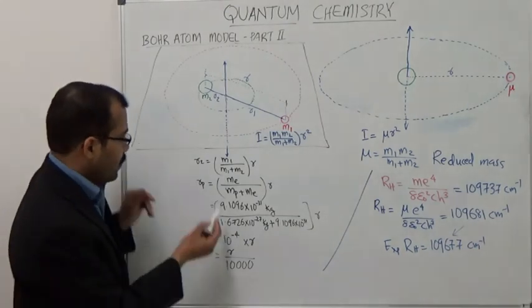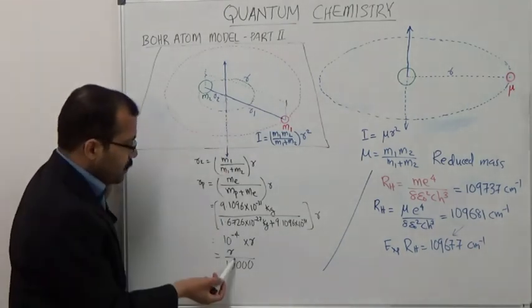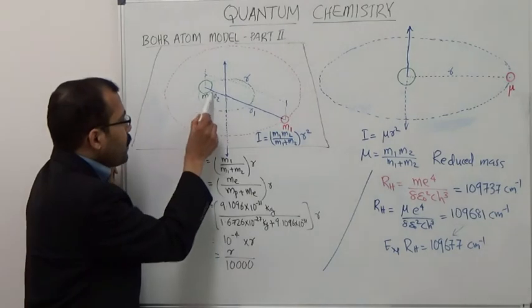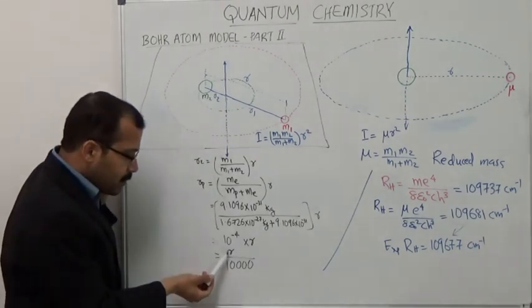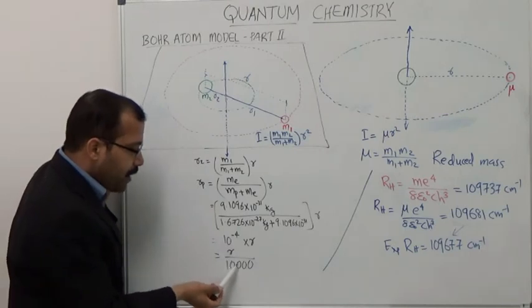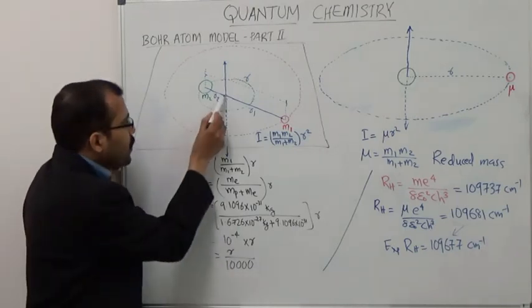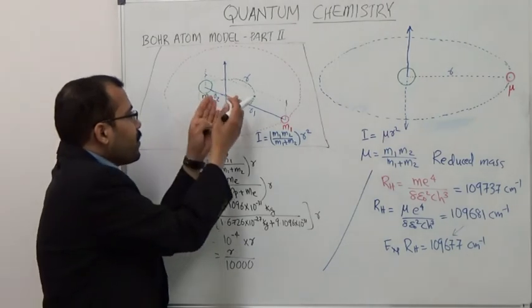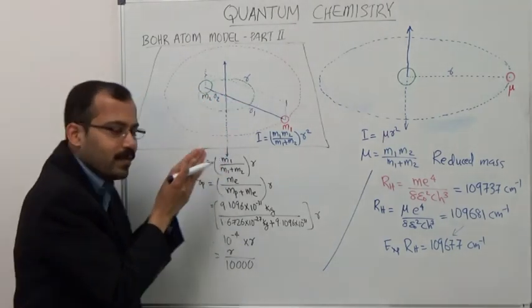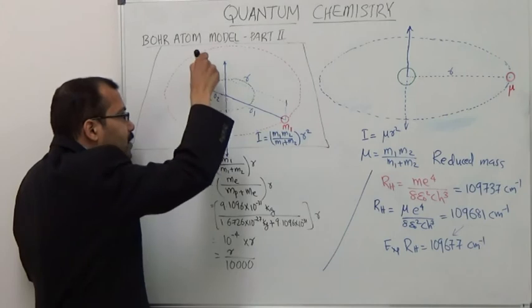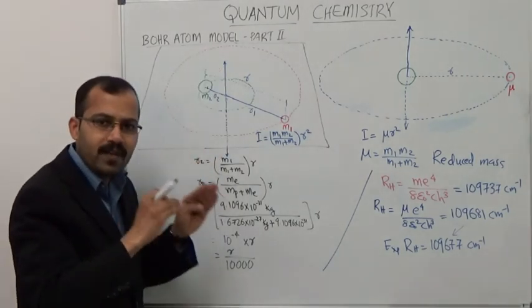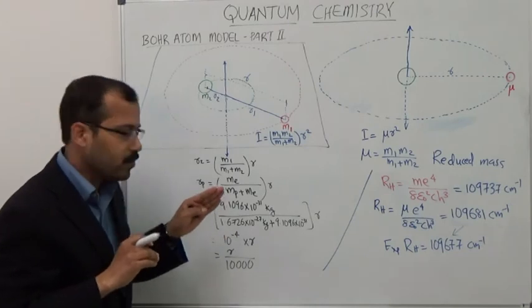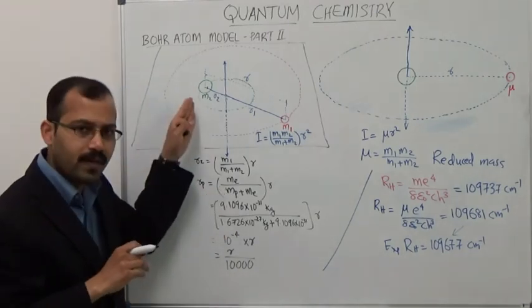See, the center of mass is very, very close to the proton. This is R divided by 10,000. So the center of mass is not somewhere here, far away from the nucleus. It is almost in the nucleus, because the mass of the proton is very, very large compared to the mass of the electron. So the center of mass is very close here.